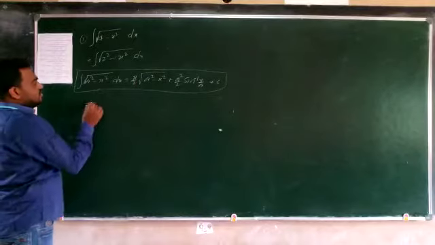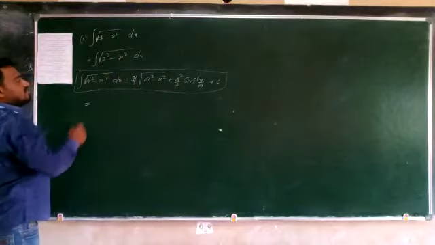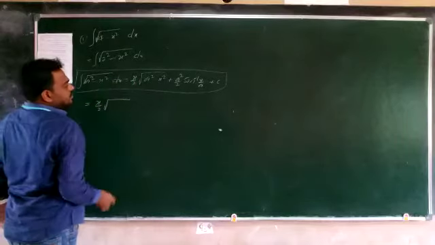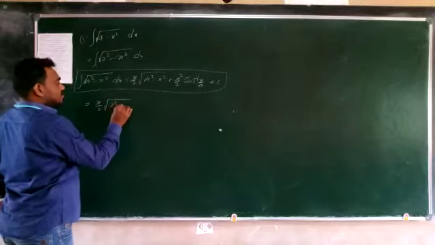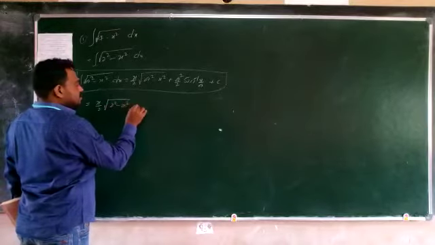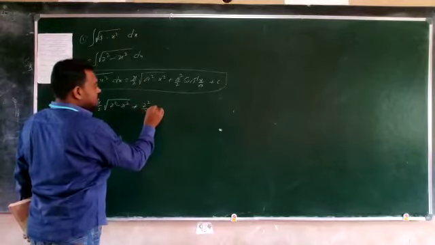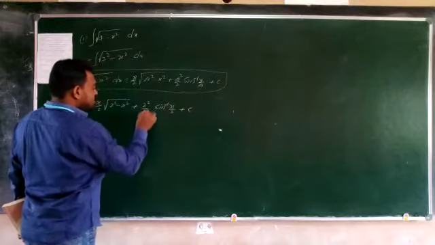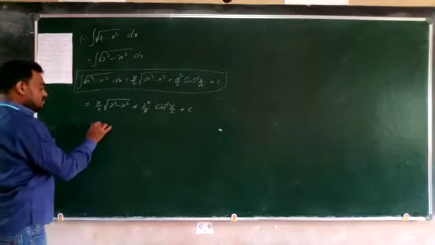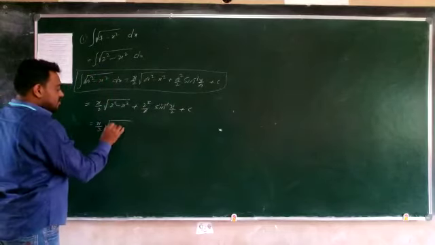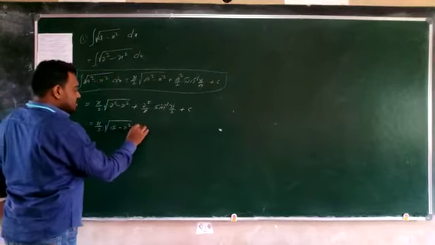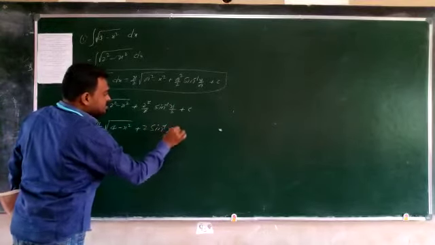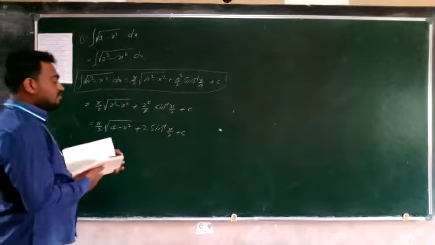Now here x is equal to x only, a is equal to 2. So x by 2 square root of 2 square minus x square plus 2 square by 2 into sine inverse of x by 2 plus c. Here 2 square gets cancelled. This is equal to x by 2 square root of 4 minus x square plus 2 into sine inverse of x by 2 plus c. So this is the solution.